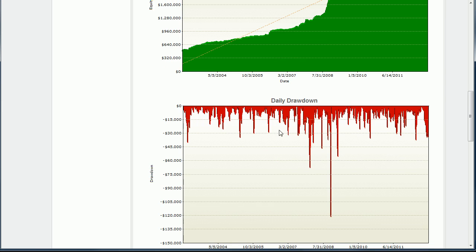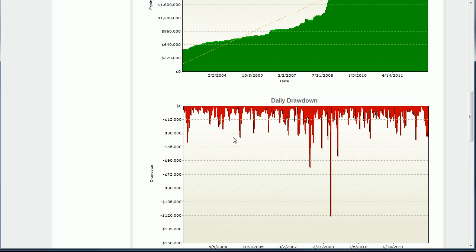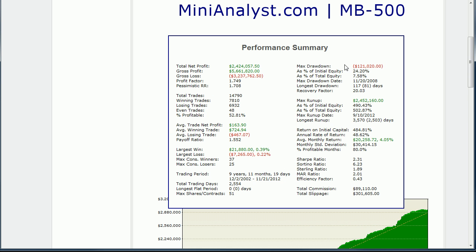Now if you look at this chart, you can see the average drawdown of the portfolio is actually much smaller, and this is actually the daily drawdown. This isn't the closed trade. We'll look at that in a second. The actual drawdown is much smaller. It's about a quarter, 20%, maybe a quarter of this figure.